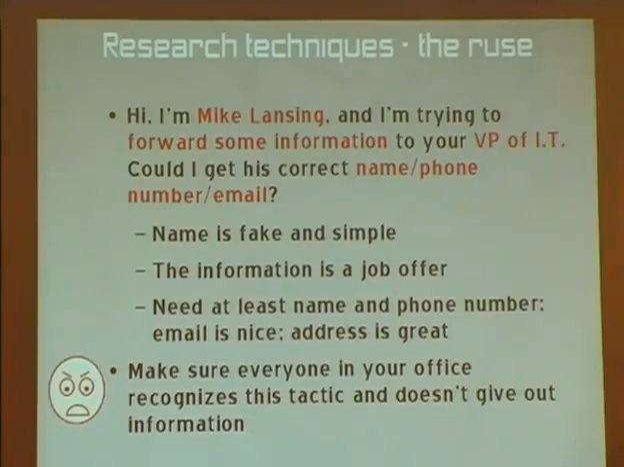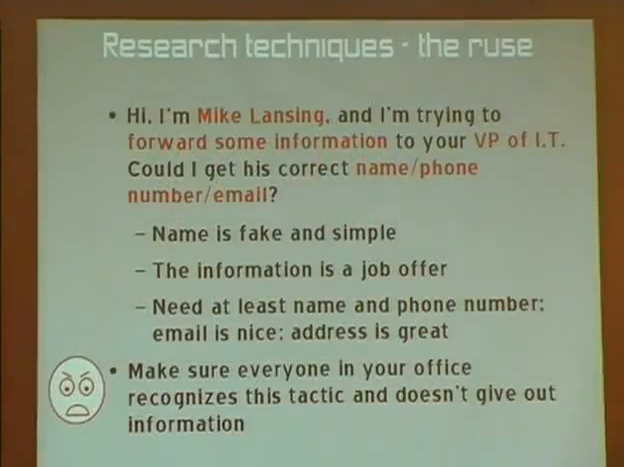Forward some information is sort of the most general and innocuous way that you can try to get somebody's name and phone number. And it's not a lie, really. You do want to forward some information to them. It's a job offer. It happens to be a job offer, but you don't say that to the receptionist. VP of IT is the title and practice area of the search that we're doing. And I would say name and phone number is the minimum information that they need to get. Email is great. Physical mail address is also good. This technique is called ruse, which is a polite way of saying lying. But they use it every day to get names and phone numbers.